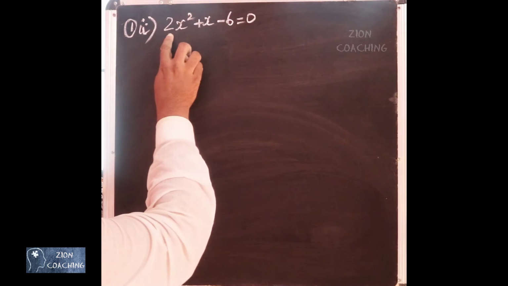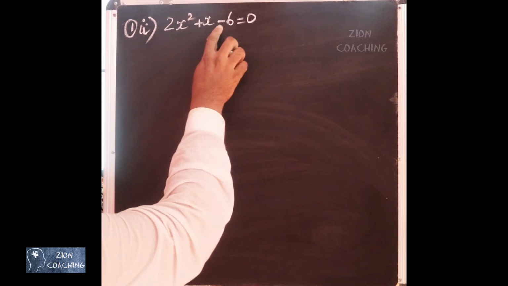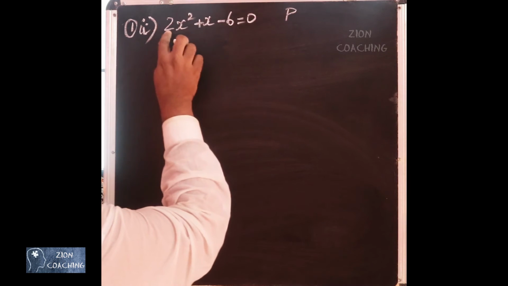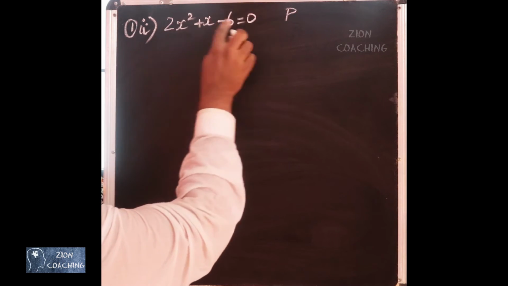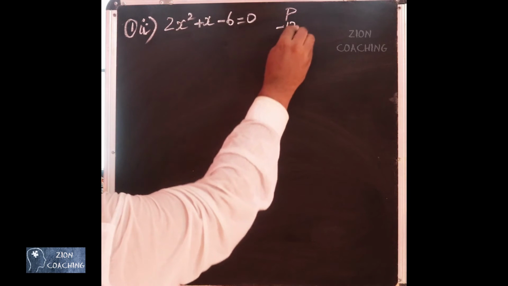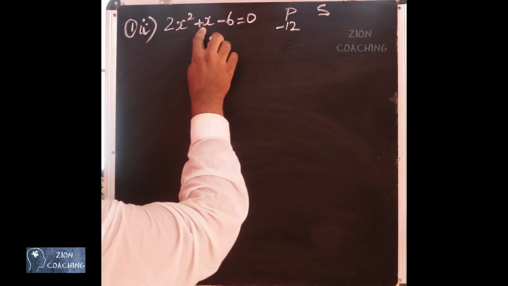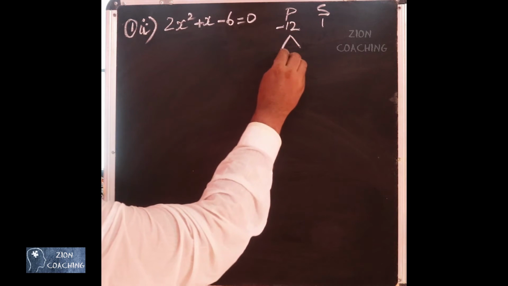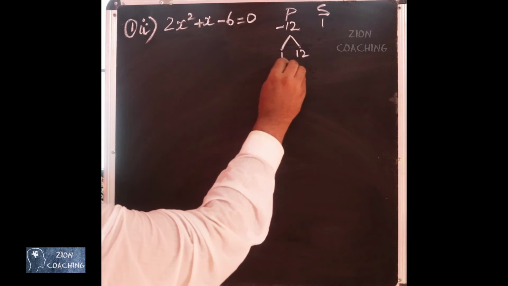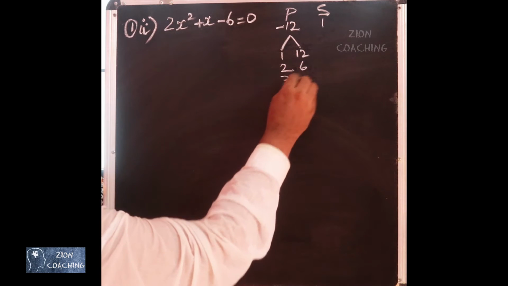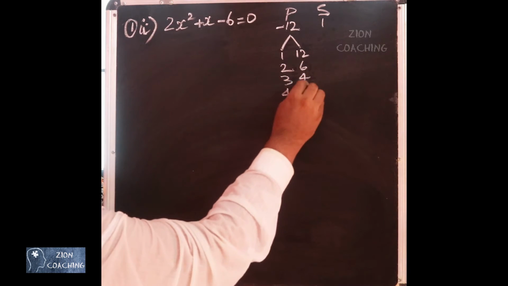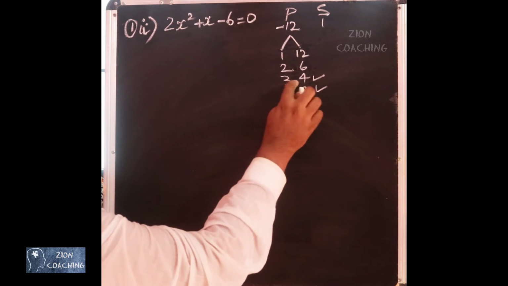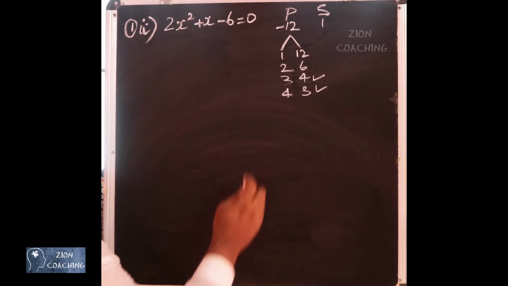The given quadratic equation is 2x squared plus x minus 6 equal to 0. Product term is a value into c value, that is 2 into minus 6, which is minus 12. Sum term is your b value, that is 1. Now when you write the factors of 12, 1 into 12, 2 into 6, 3 into 4, 4 into 3. Since the sum term is 1, either this or this, both are same, 3 and 4 or 4 and 3.